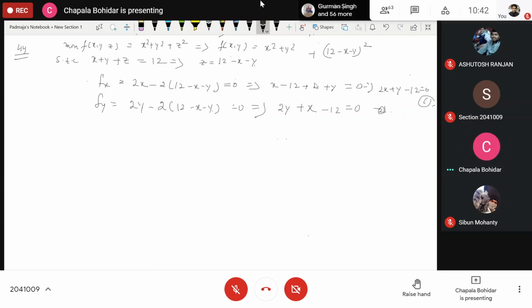Simplify and find out the value of x and y. It is 2 equations, 2 unknowns. You can find out the only critical point. It is 4 and 4, so (4, 4).